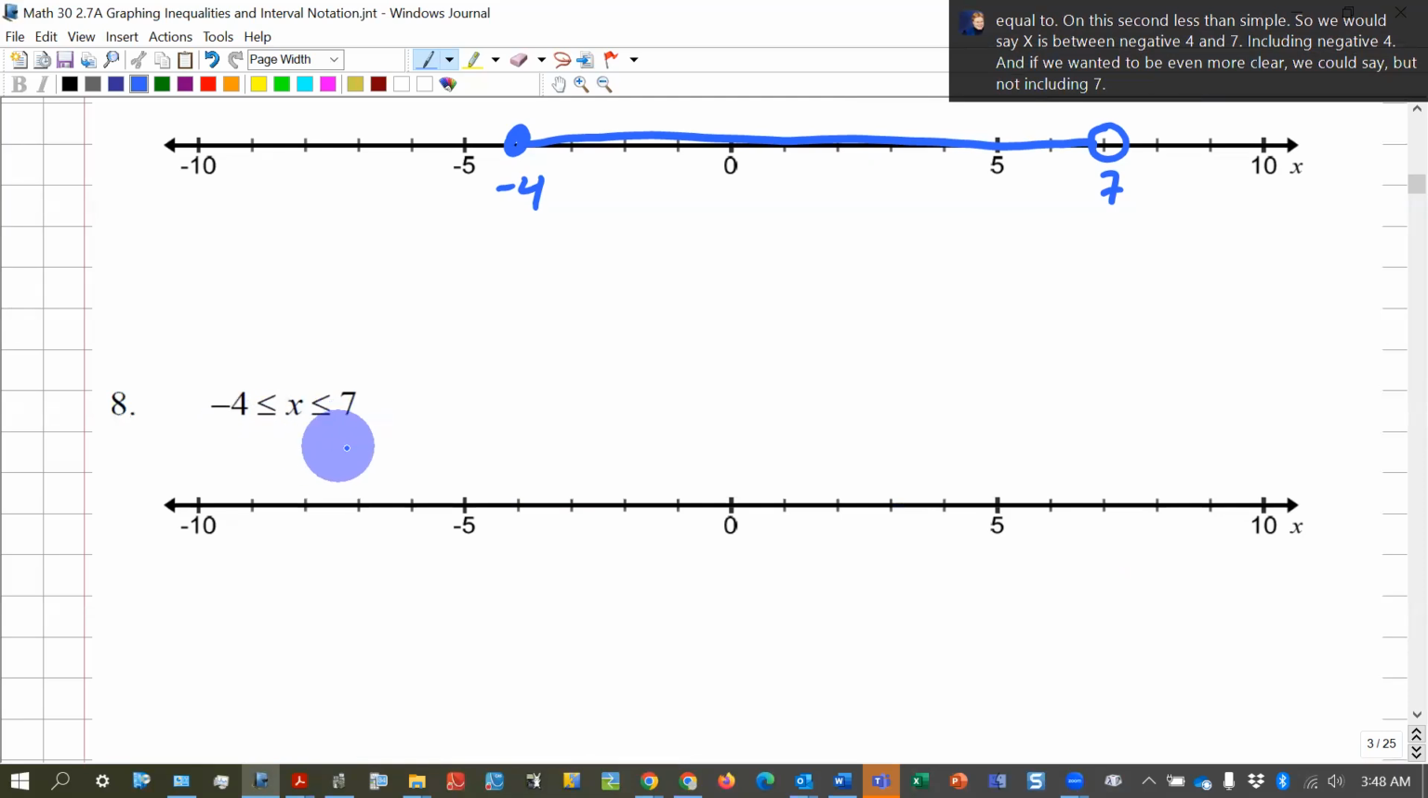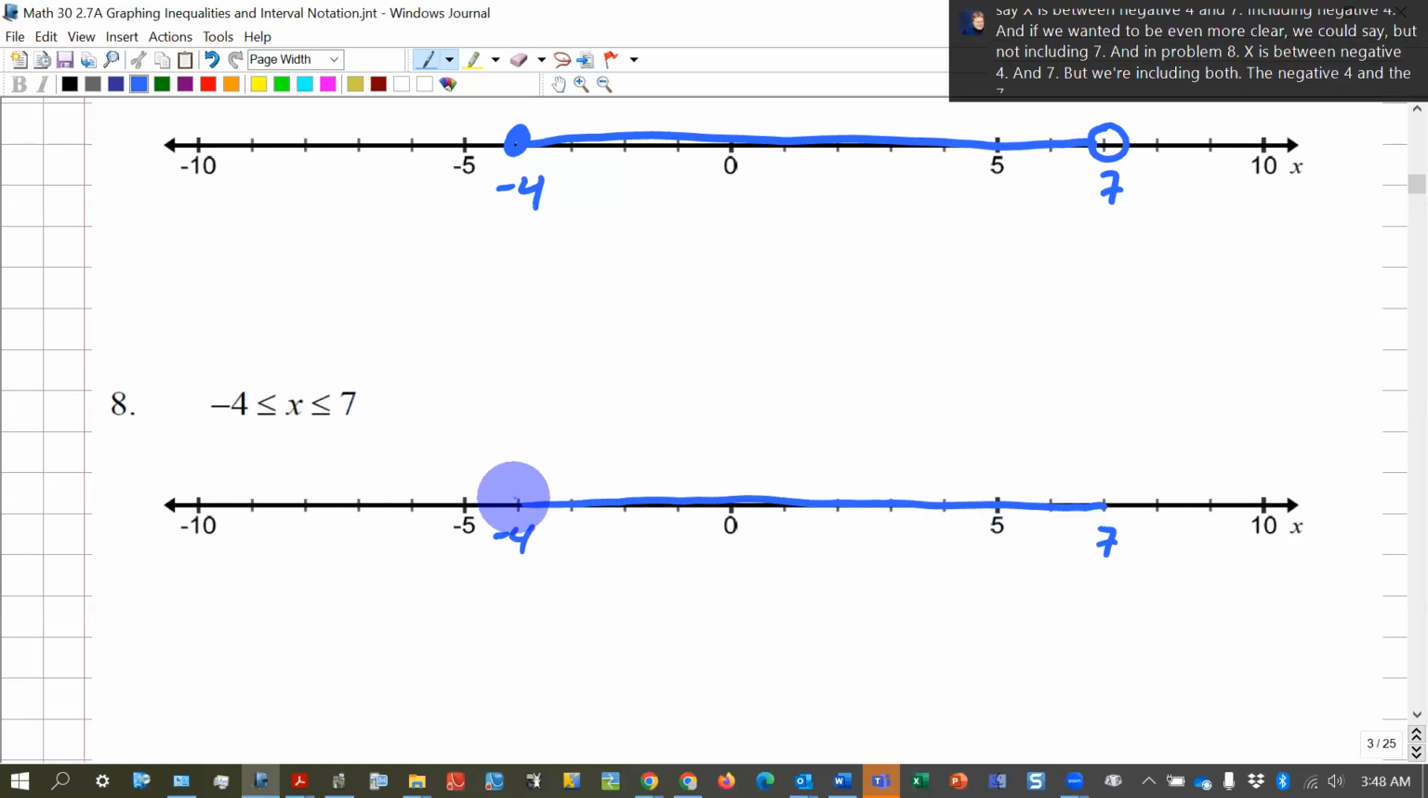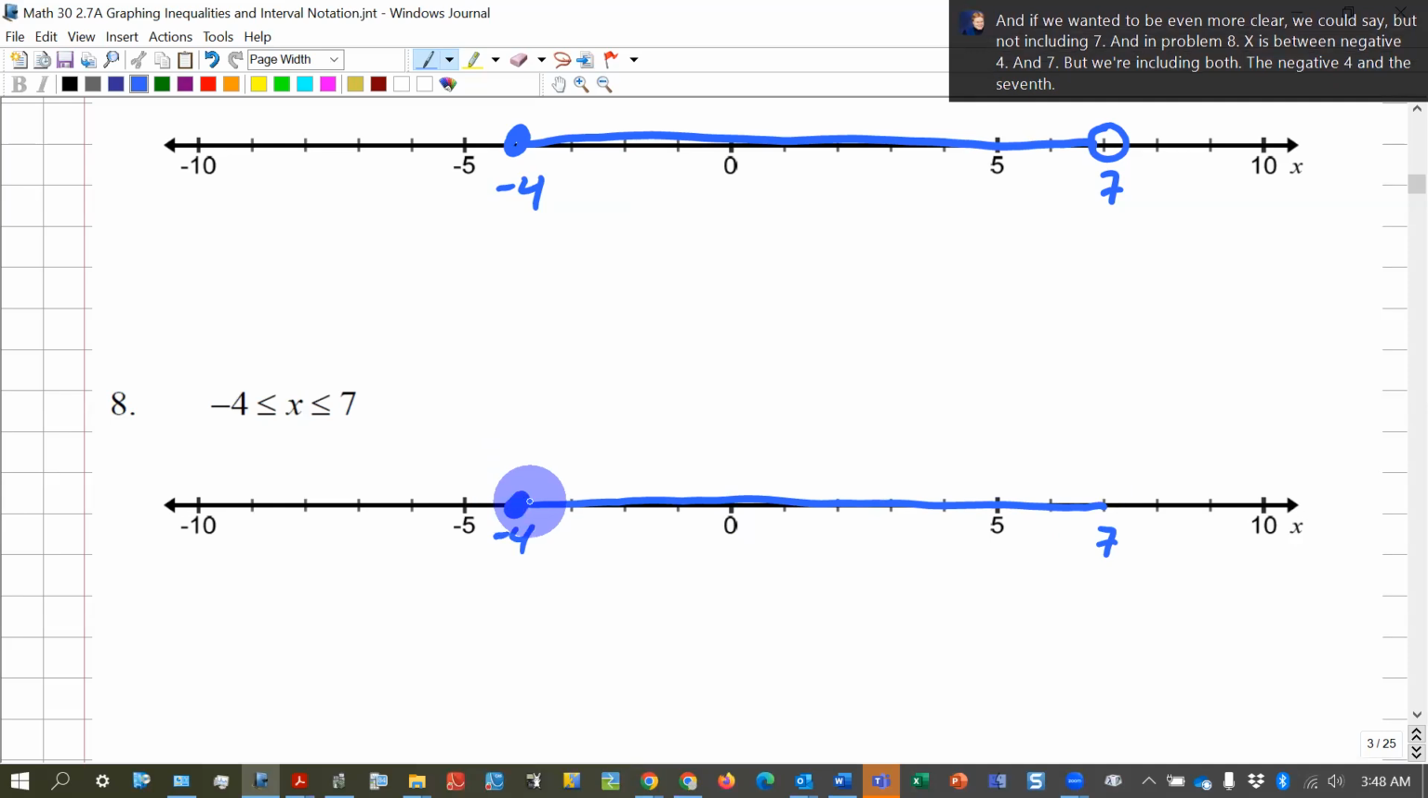And in problem 8, x is between -4 and 7, but we're including both the -4 and the 7. So we'll have a solid dot to indicate that both endpoints are included.